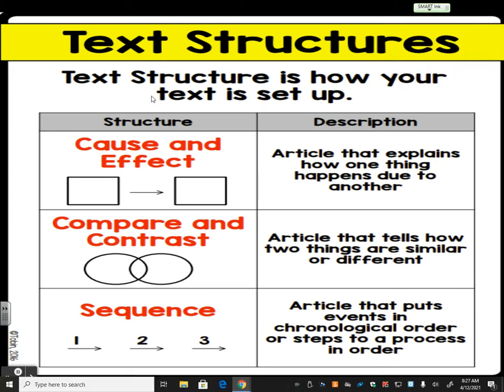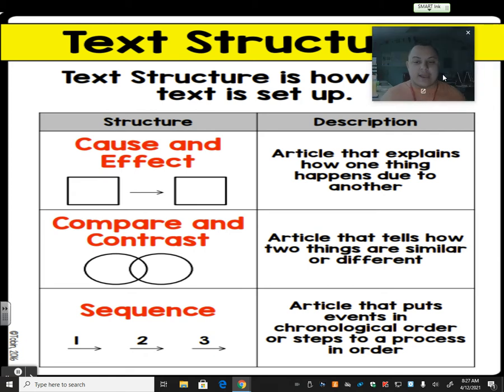So remember, we are talking about text structures. And before break, we talked about cause and effect. But a text structure is how your text is set up. Is it set up by cause and effect, compare and contrast, or sequence? Remember, we've already talked about cause and effect a lot. And that is when an article explains how one thing happens due to another.